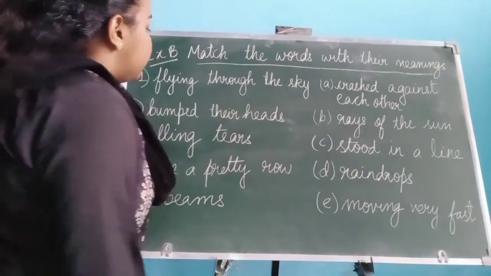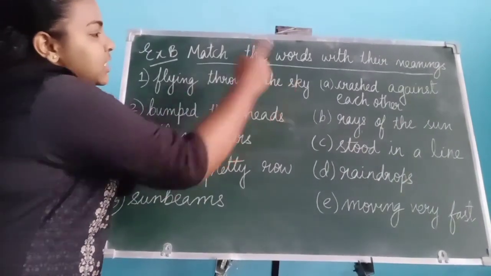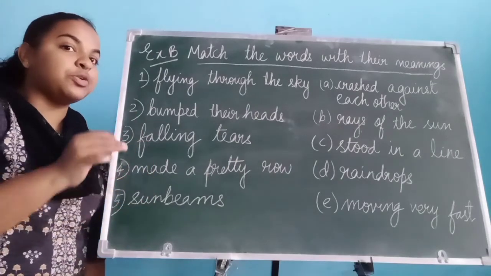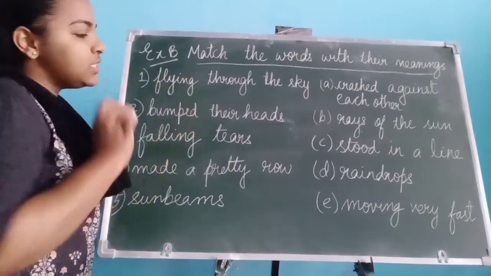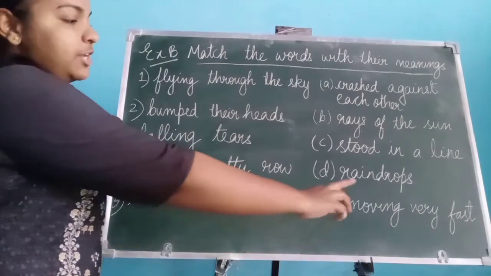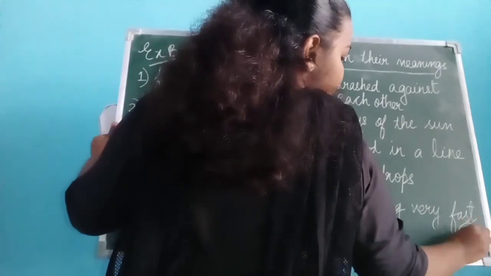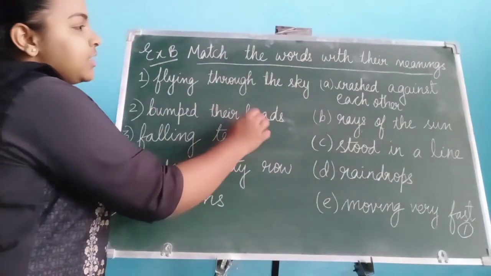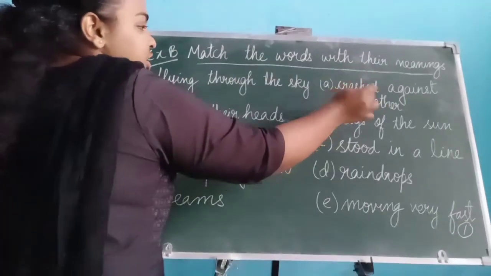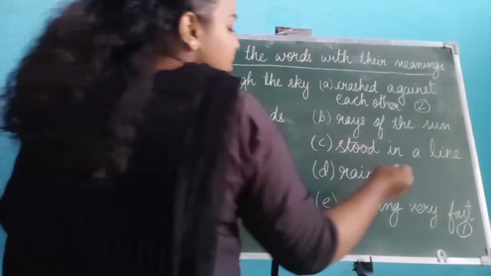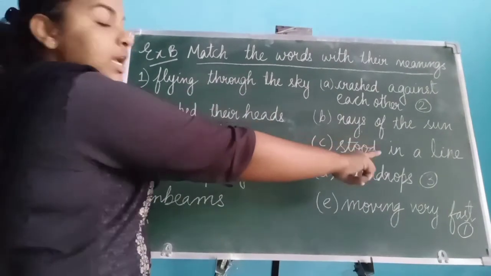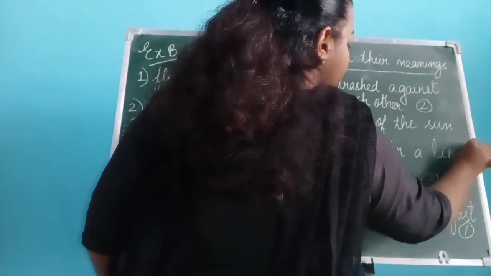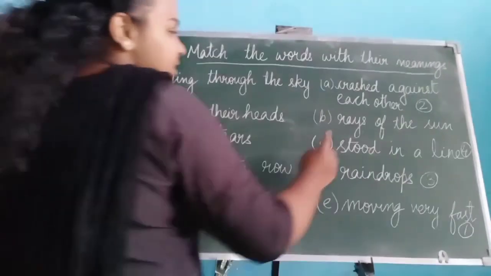So, these are the questions. First question is flying through the sky. So, here in the textbook, no need to draw the lines to match the meanings. You have to just give the numbers. So, flying through the sky, that means moving very fast. Second one, bumped their heads, crashed against each other. Third one, falling tears, raindrops. Fourth one, made a pretty row, stood in a line. Last one, sunbeams, that is rays of the sun.